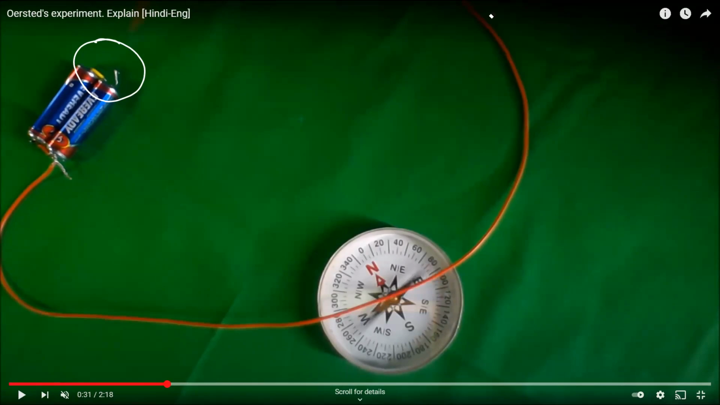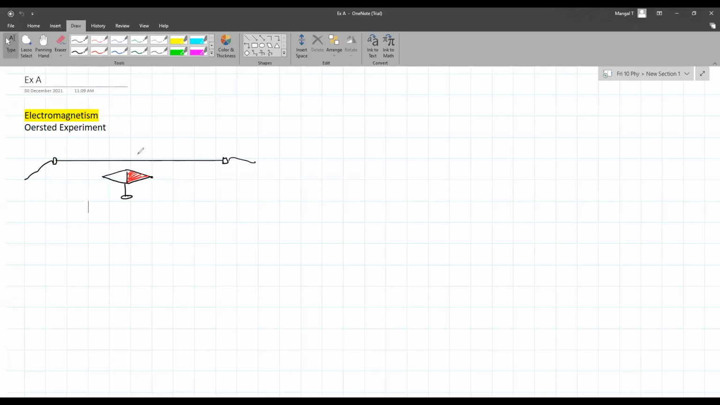So the setup of this experiment is simple. You have a compass needle over here, and that compass needle always points in the north-south direction. So, if this is the north direction, the needle is always pointing in the north-south direction. And on top of the needle, there is the wire. Everyone knows that the needle points in the north-south direction because of Earth's magnetic field. The Earth has its own magnetic field. So the needle is pointing in the direction of the Earth's magnetic field, that is north and south.